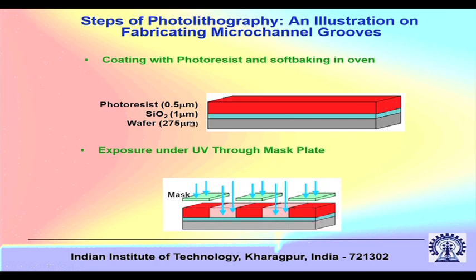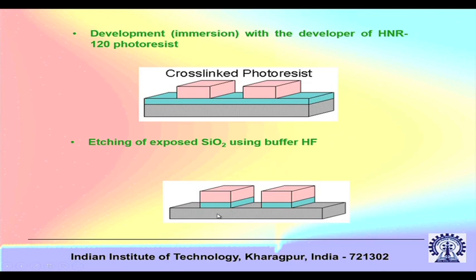So you have a wafer with a typical dimension of 275 micron, and on top of that SiO2, the blue layer, which is 1 micron, then photoresist 0.5 micron, then exposure under UV through a mask plate. The mask is blocking the UV light in some regions and allowing it in others. So when this UV light comes, you have the cross-linked photoresist after you develop with the developer. A typical developer is HNR120, this is just an example of a developer.